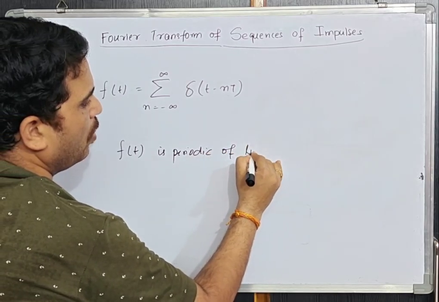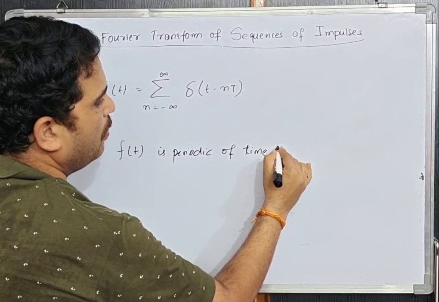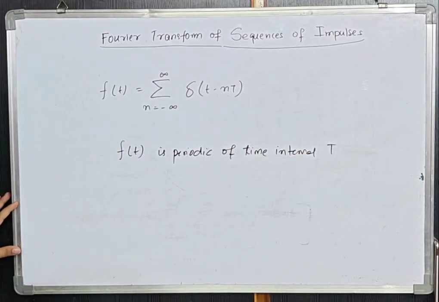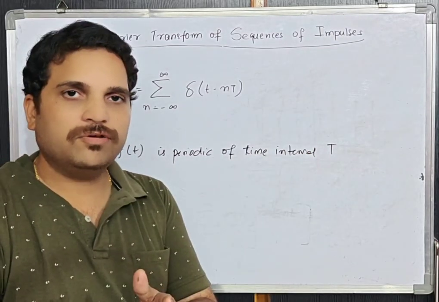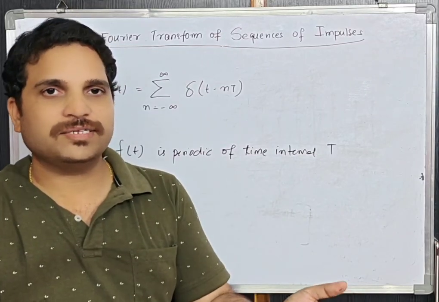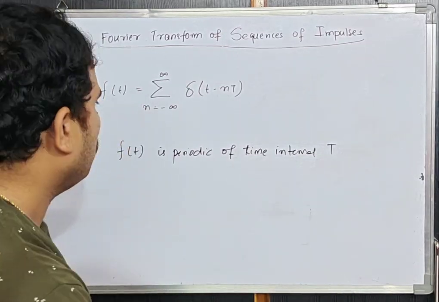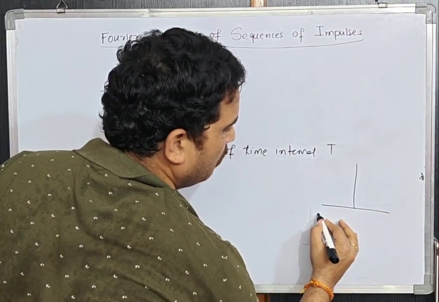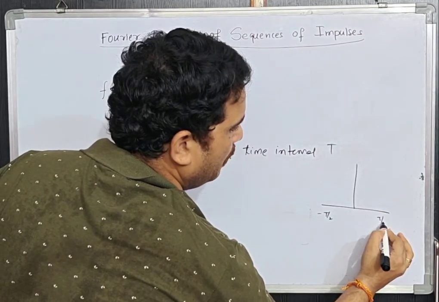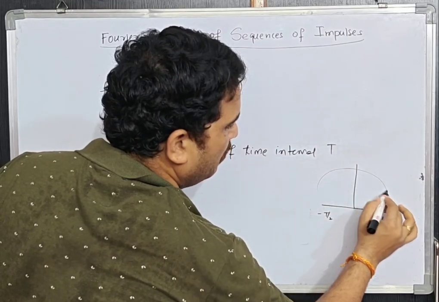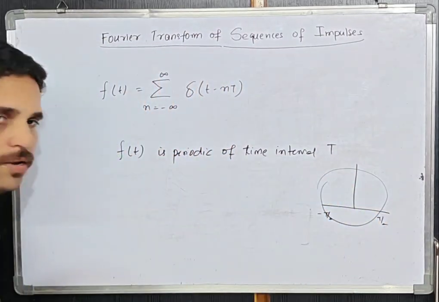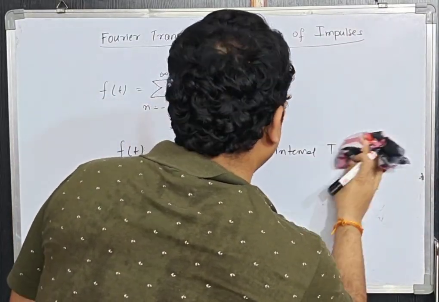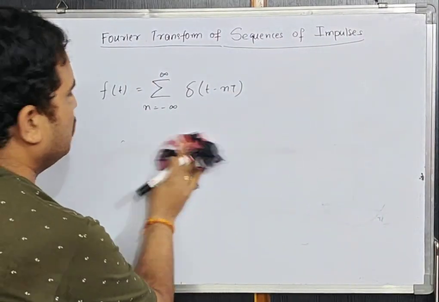of time interval T. That means it goes along the time axis from minus T by 2 to plus T by 2. So suppose we see f of t from minus T by 2 to plus T by 2. In between this particular region is one time period. So we will find out the coefficient.